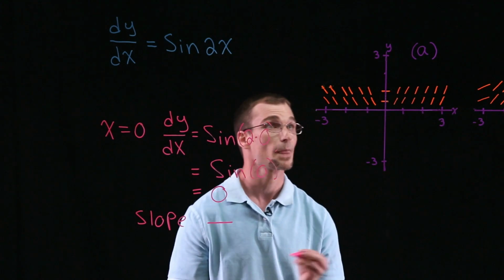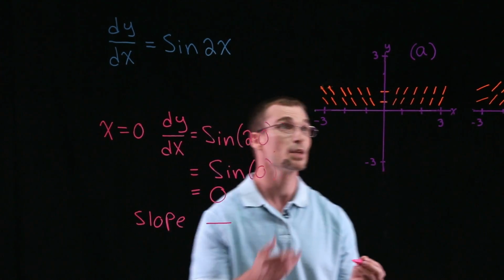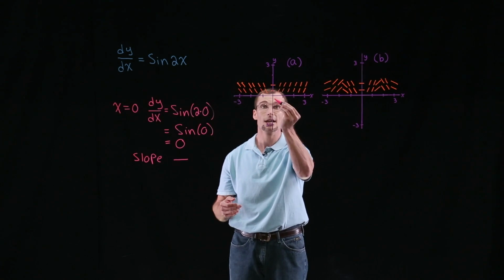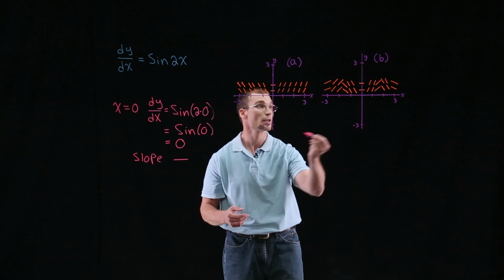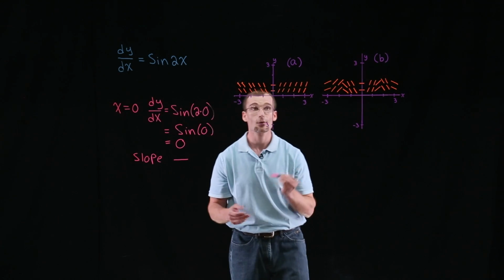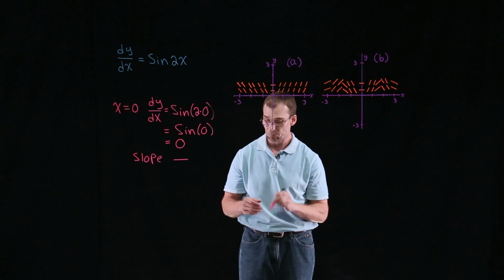So taking a look at our slope fields A through D, we see that A and B match that description. Namely, looking at x equals 0, we have slopes or horizontal lines, meaning slope 0. Now, how do we differentiate between the two?